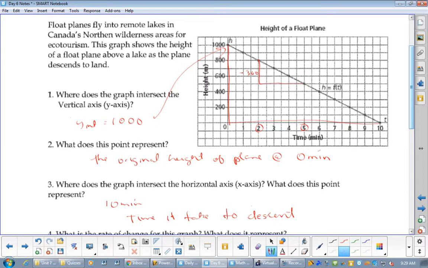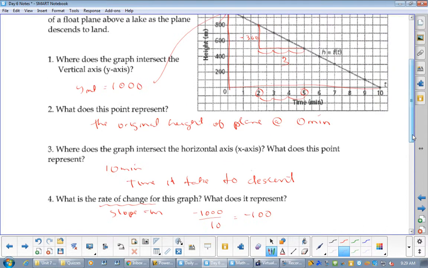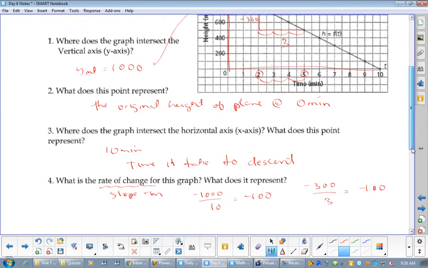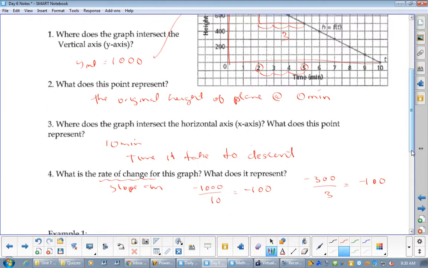Three, right? 1, 2, 3. Look. 1, 2, 3. Okay, so that one you would go negative 300 divided by 3, which is negative 100. Now what does that represent? But what is negative 100?